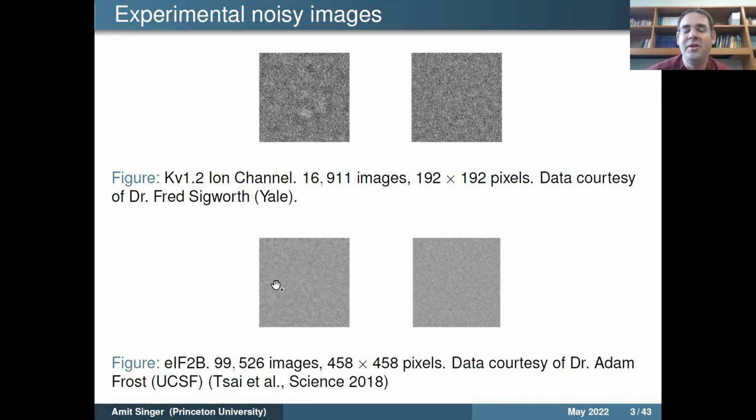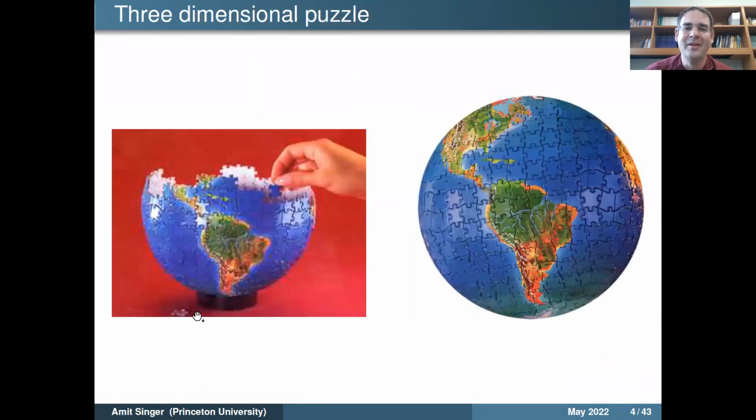Here is a different data set from a different collaborator, Adam Frost at UCSF, of a much larger data set of almost 100,000 images, also much larger images. So it's amazing that from images like that, one can actually find a 3D structure at high resolution. I'm not showing you the 3D structures here, but that led to papers in high-profile journals.